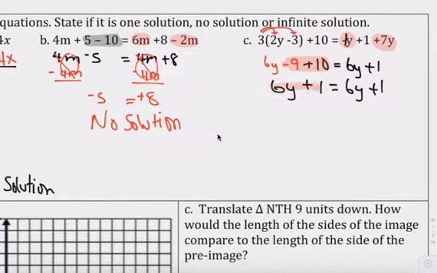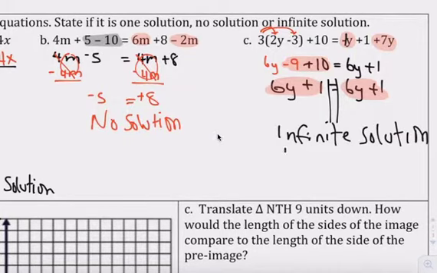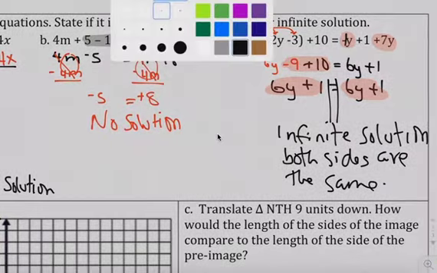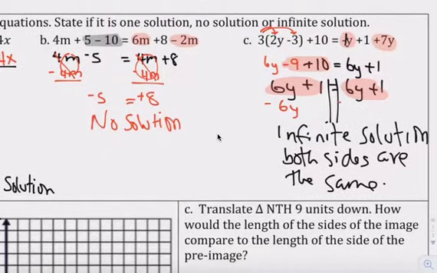This is infinite solution because both sides are the same. It's called infinite solution because both of the sides of the equal sign are the same. Now, if you don't want to write all of that, you can just go minus 6y, minus 6y, 1 equals 1. Same thing, infinite solution, whichever way you want to do it.